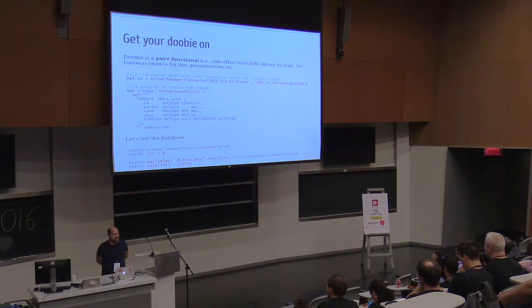I want to gather them as a list, and then do it as a transaction and unsafe perform IO, and get an empty list because the table's empty, of course. So that's really all you need to know about Doobie to follow the rest of the talk.